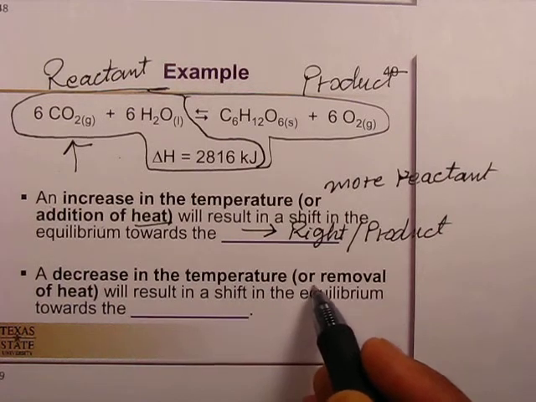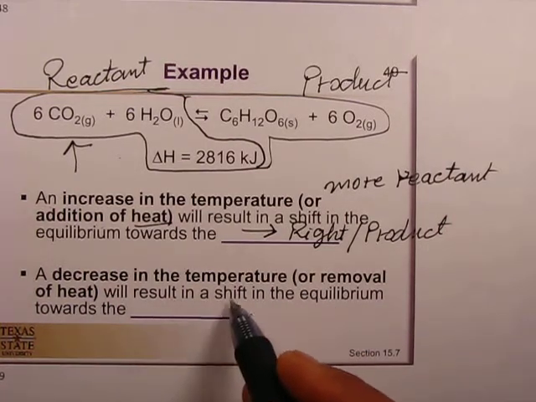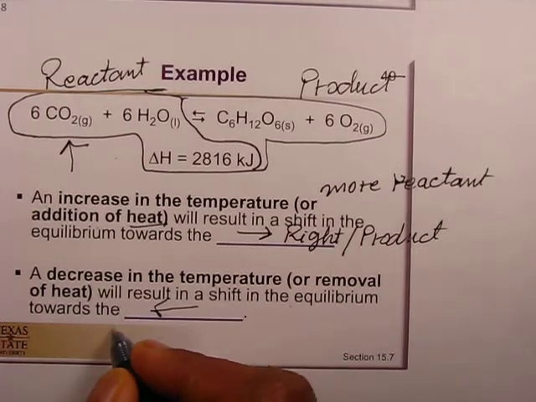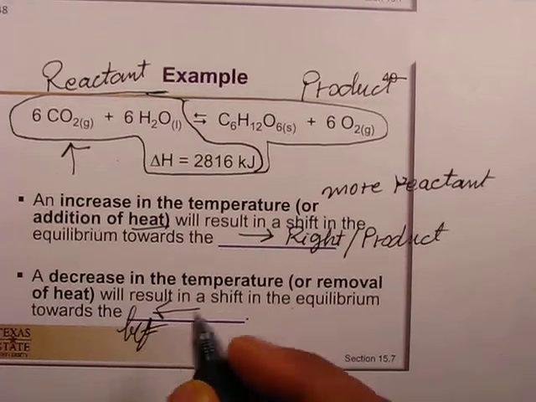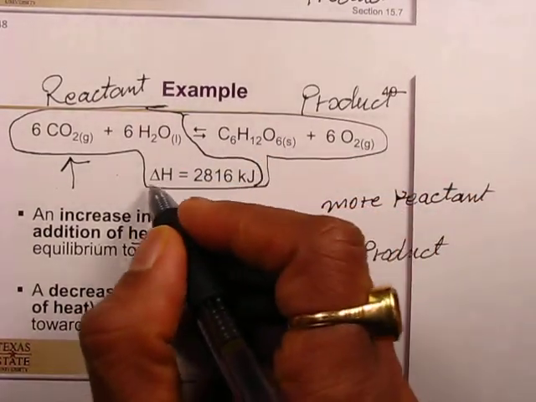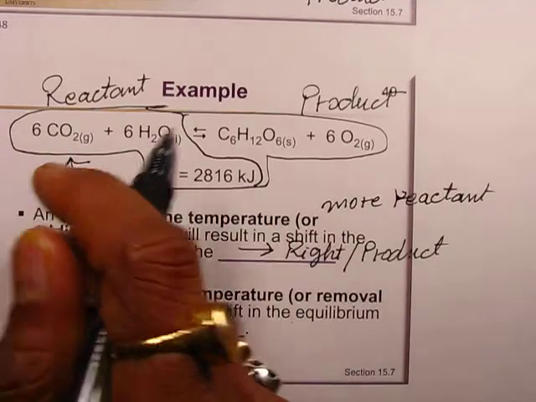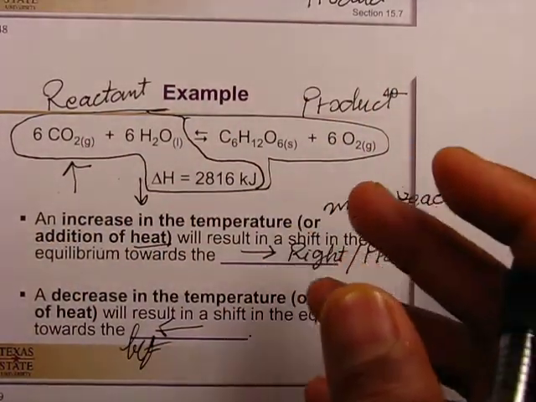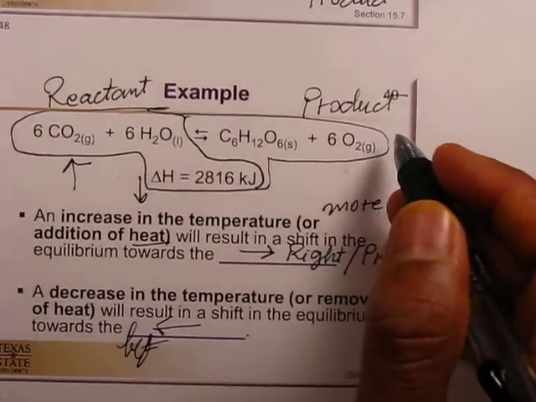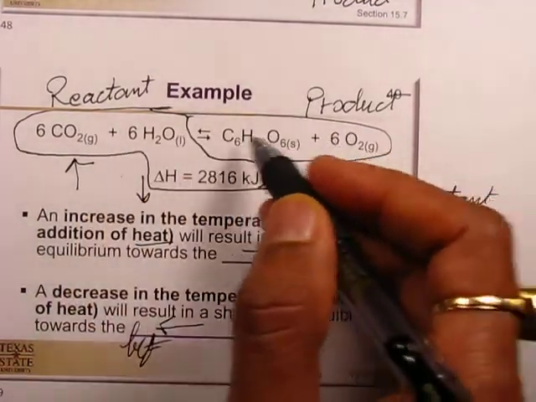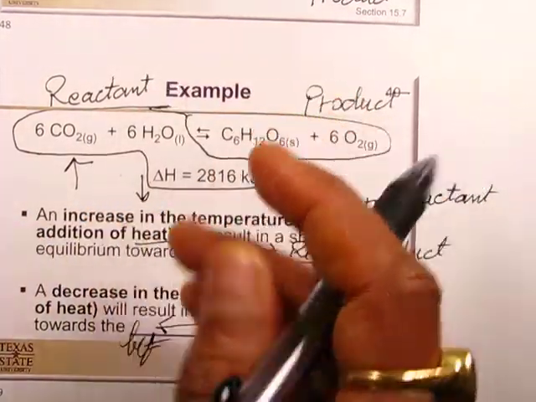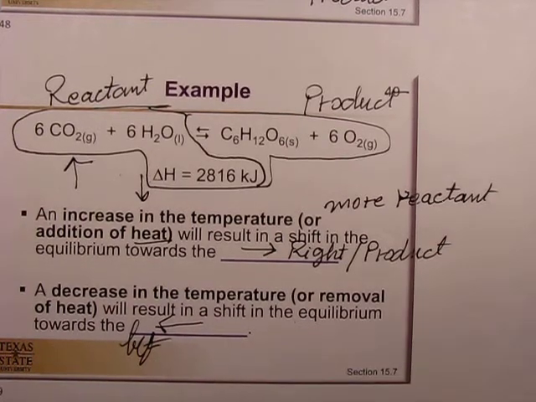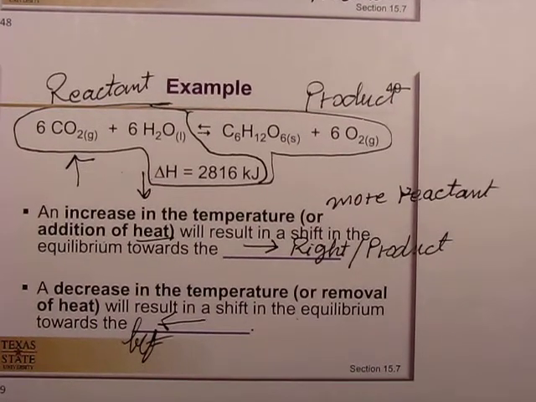A decrease in temperature or removal of the heat will result in a shift of the equilibrium toward the left side, right? If we remove the reactant, basically if we decrease the temperature, photosynthesis will not work, or the reaction will slow down, or whatever product is formed will be consumed and form more reactant to balance the equilibrium. So the equilibrium will shift toward the left side. This is one example of the effect of temperature.